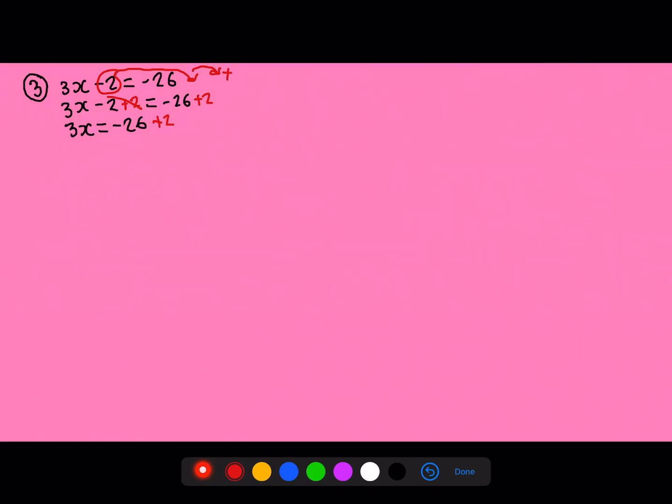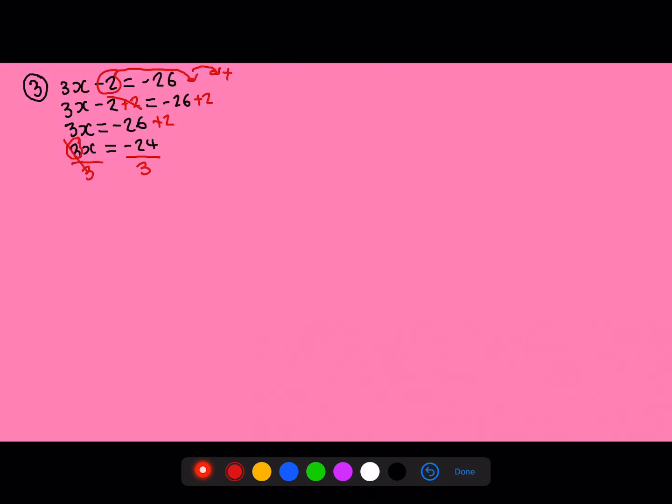So negative 26 plus 2, since minus plus is, no, my bad. Since minus plus is minus, we have to minus in this case. So subtract, and then it would get the sign from the bigger number, which is 26, so we get negative 24. Now we have to over 3 or divide by 3 for each side.